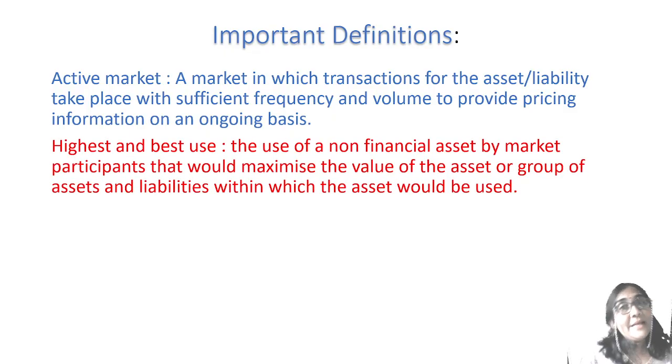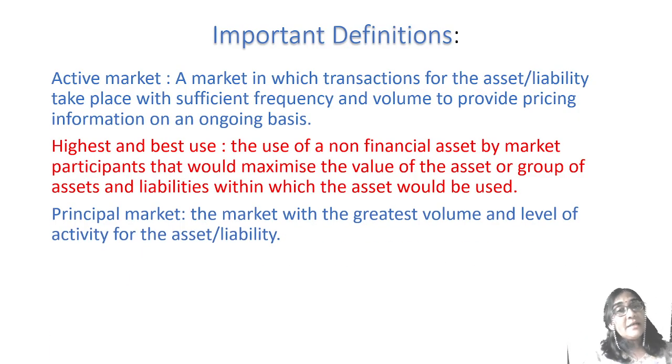The highest and the best use. The use of the non-financial asset by the market participants that would maximize the value of the asset should be considered, right? For example, if you have a plot of land on which there is a factory where the manufacturing takes place, but if the same plot is sold or developed into a residential property, the valuation would increase. So the valuation is highest or at its best when it is used for residential purpose. So that would be considered while doing the fair value measurement.